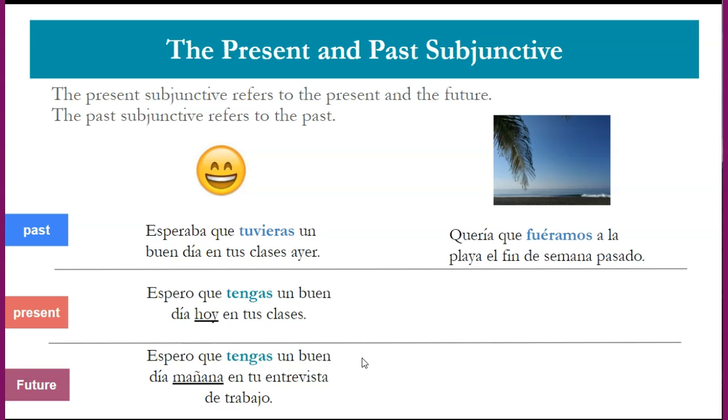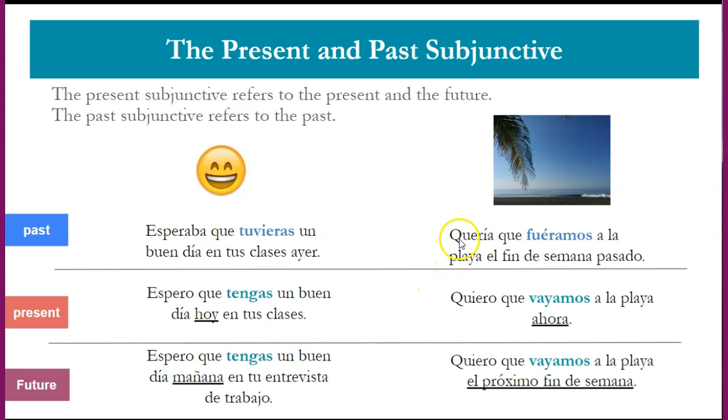Here are some other 3 examples. We have the first one, quería que fuéramos a la playa el fin de semana pasado. I wanted us to go to the beach last weekend. Literally, what you are saying actually is yo quería, I wanted that we went. So you are using the past subjunctive to make reference to a past event. I wanted us to go last weekend to the beach. So that's why you're using the past subjunctive.